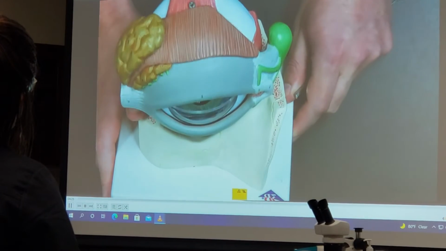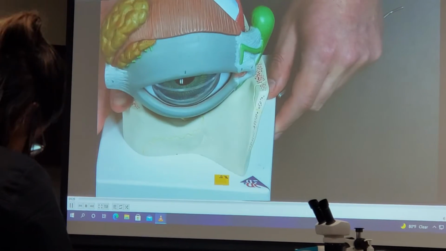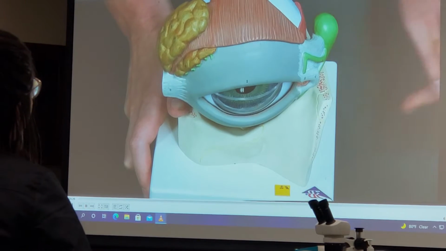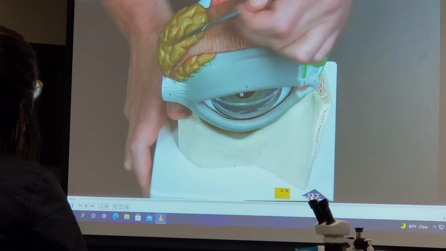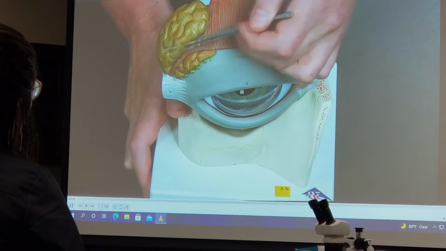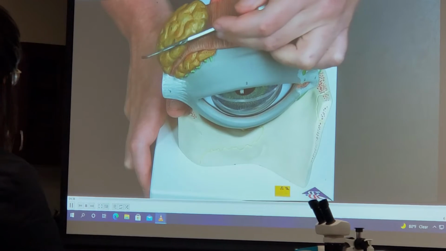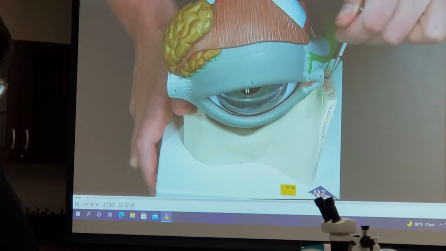Lacrimal apparatus here. So, the lacrimal gland. That's going to produce tears, and that's going to be positioned superior-lateral here. So this is the lateral side of the eye. This is the medial side of the eye.